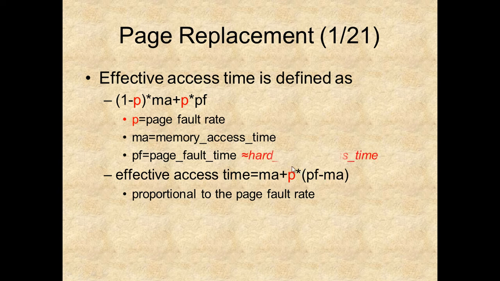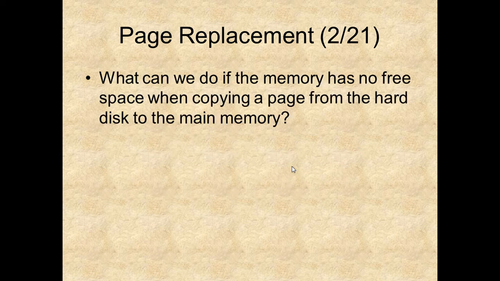Here, the page fault time in the previous example is the time for loading a missing page from the disk. Let's say it takes one disk visit to load the missing page, so the page fault time is approximately the hard disk access time. What can we do if the memory has no free frame and we're copying a page from the hard disk to the main memory?